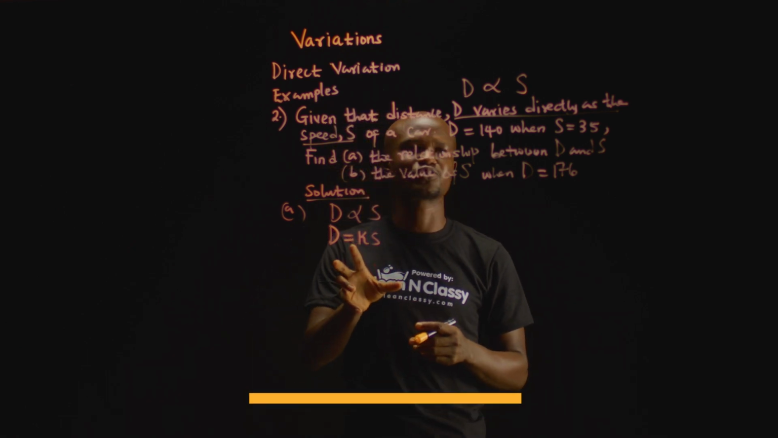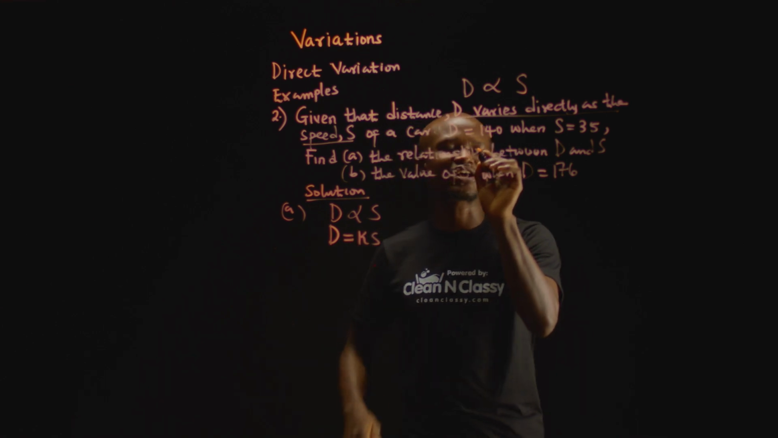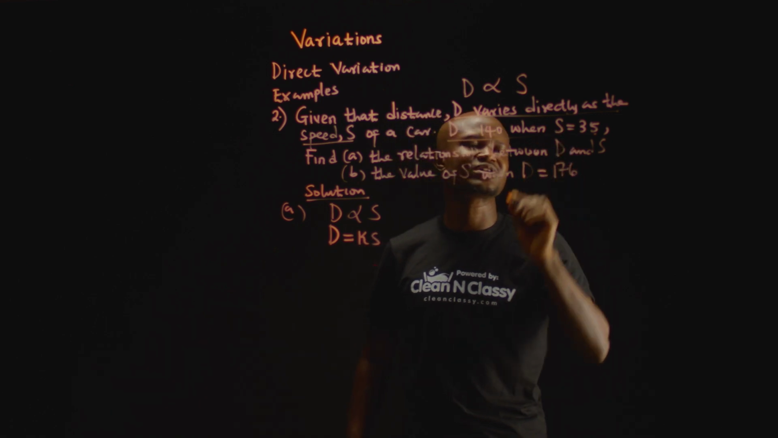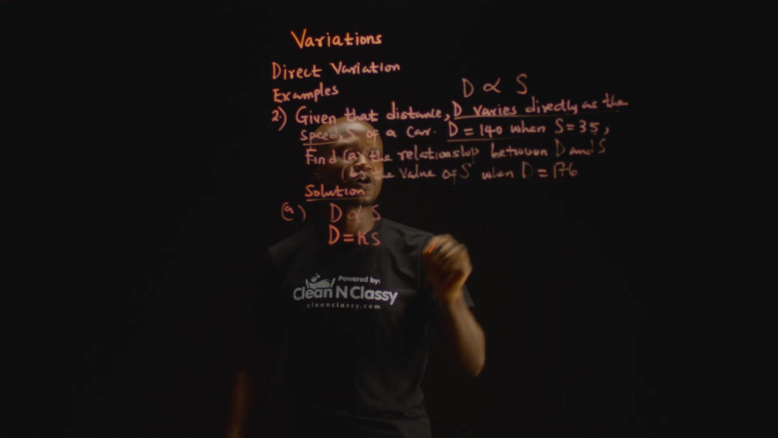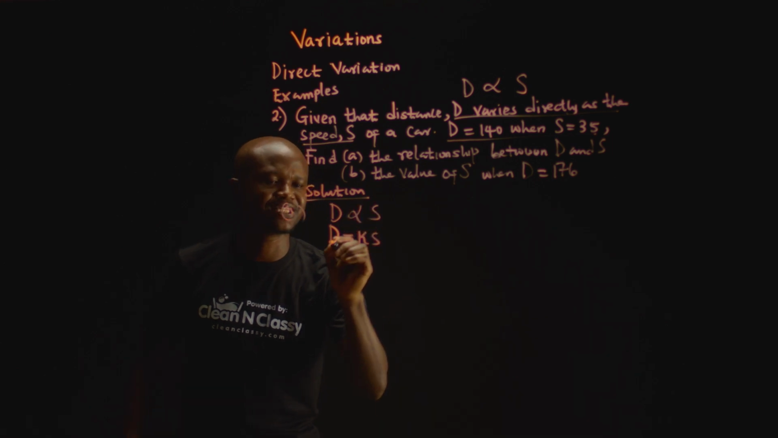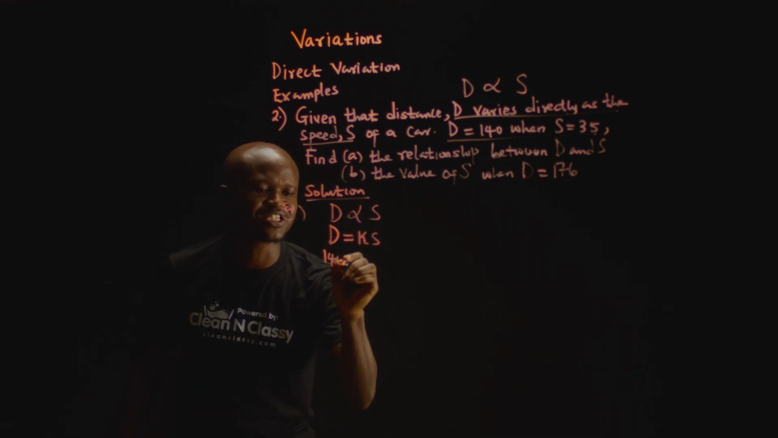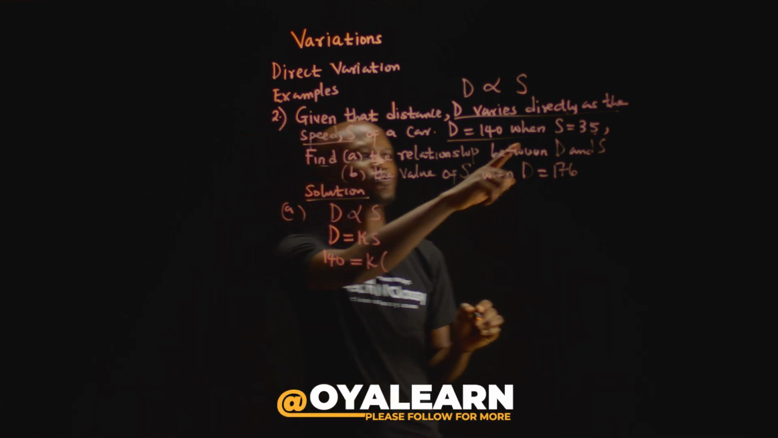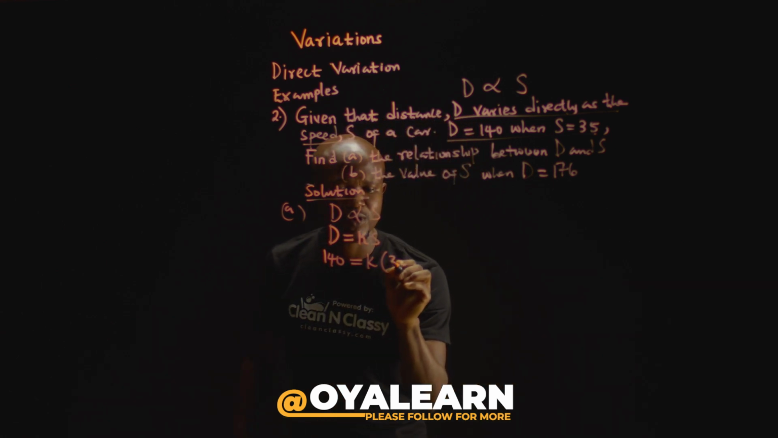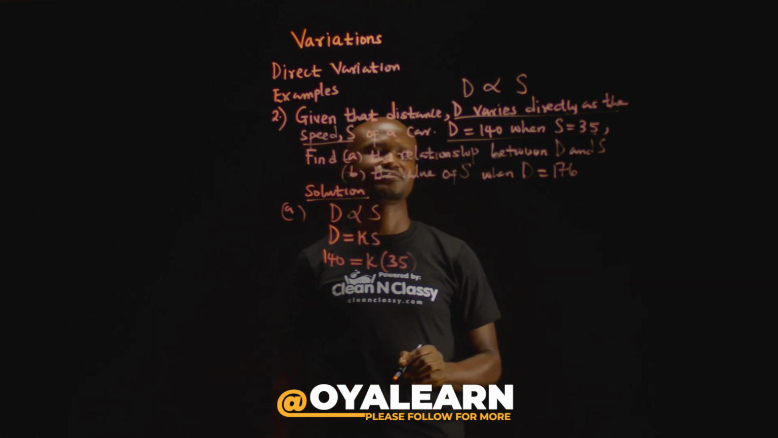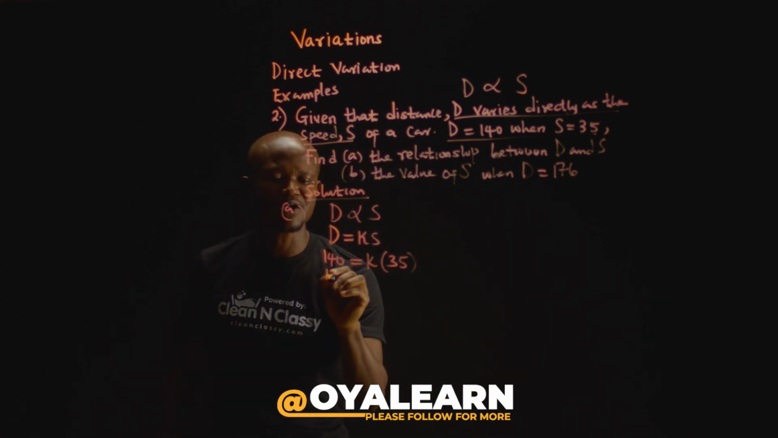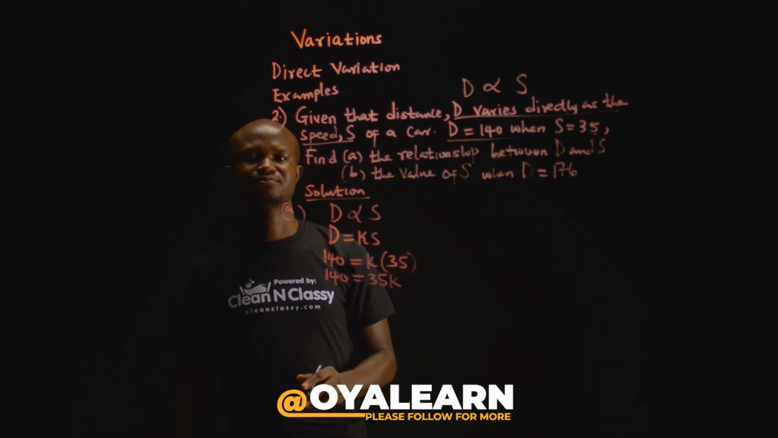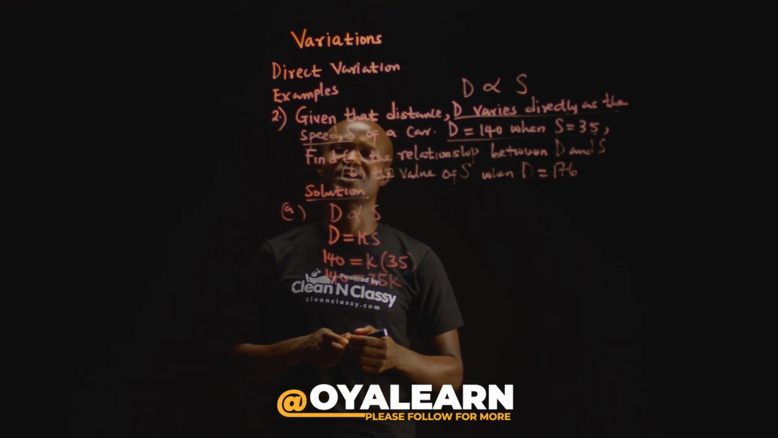Now, since we have d equals ks, we go to the second statement. d equals 140 when s equals 35. So what does that mean? Where we see d, we put 140. Where we have s, we put 35. It means that we have 140 is equal to 35k. That is k times 35 is 35k.